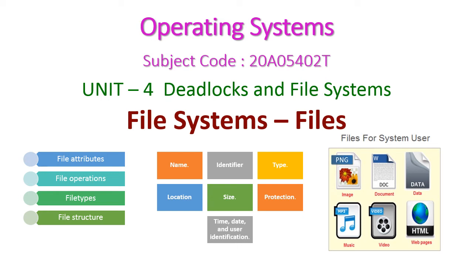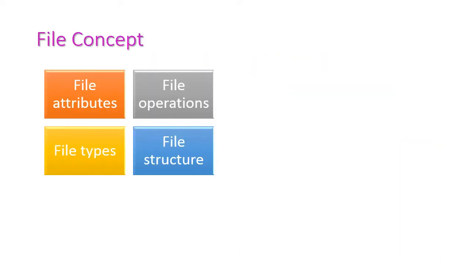Hello friends, in today's operating system class, we will see the topic files, which comes under the 4th unit. In today's class, we will see the file attributes, file operations, file types and file structure. All these things we will see one by one. In this file concept, we will see the file attributes, file operations, file types and file structure. Let us see all those things one by one.